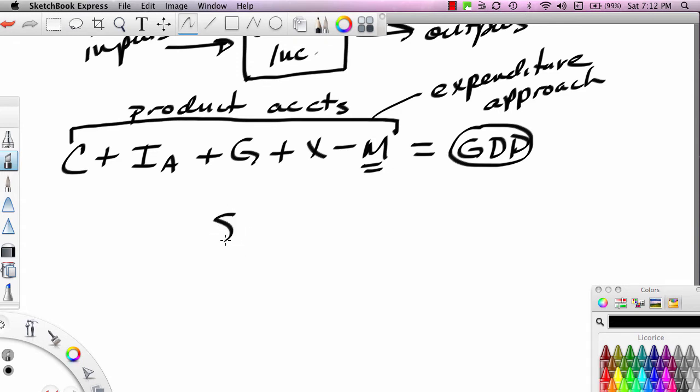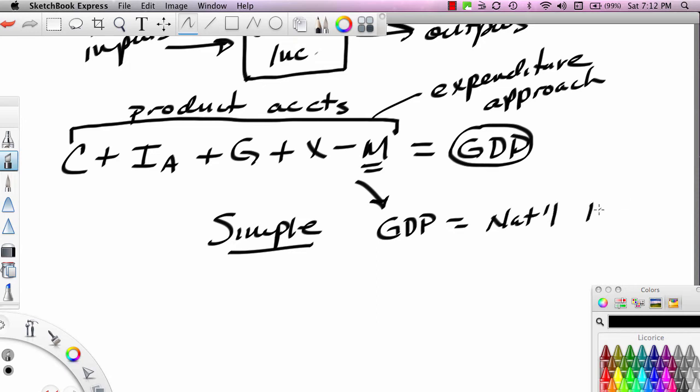Now, in a simple circular flow world, GDP measured the expenditure approach would equal national income. National income being our measure, our most aggregate measure of income. So in a simple circular flow world, that's the case.